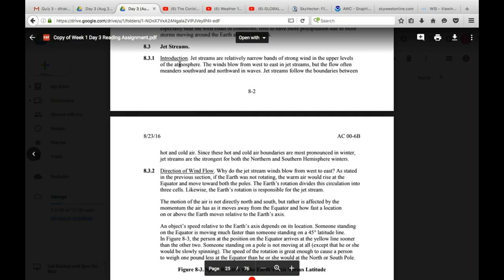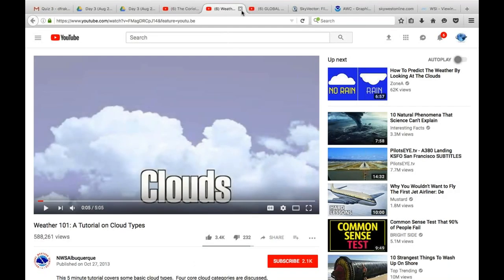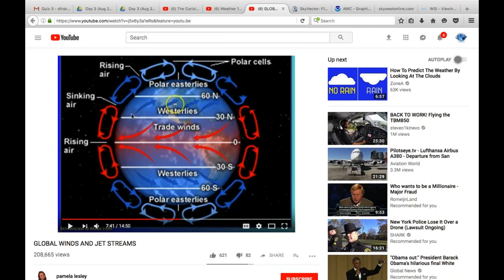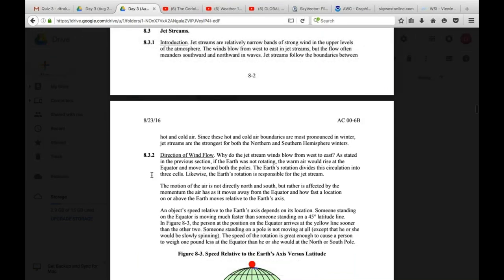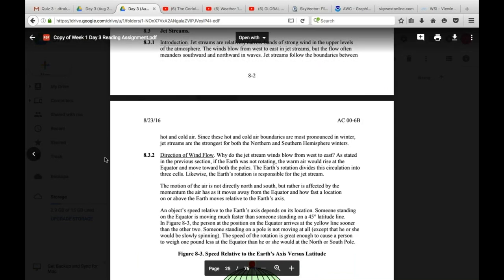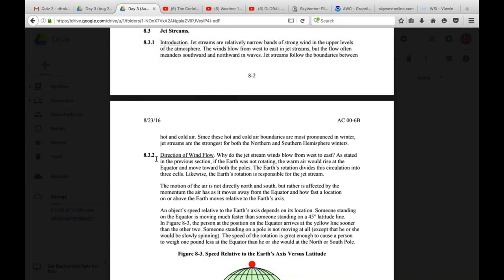So the jet streams. Jet streams are relatively narrow bands of strong wind in the upper levels of the atmosphere. The wind blows from the west to the east in the jet stream. So the west to the east. Well, actually, the jet streams are a little different, but jet streams follow the boundaries between hot and cold air. Since these hot and cold air boundaries are most pronounced in winter, jet streams are the strongest for both the northern and southern hemisphere winters.